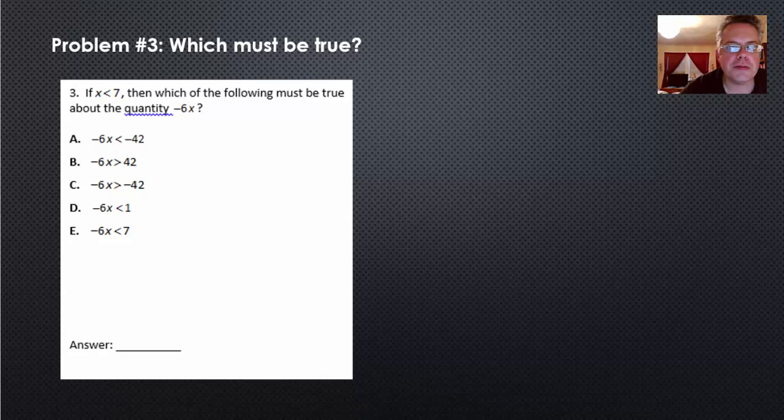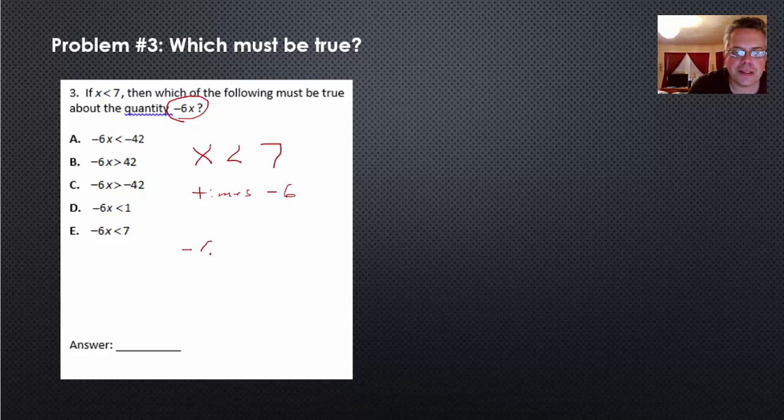All right, next. This is kind of a strange question. Number 3 here. It says, which of the following must be true? So if x is less than 7, which of the following must be true about negative 6x? Okay, so this problem is easy if you know what you're looking for. So we're given x is less than 7, but the problem is talking about negative 6x. So how do I get something involving negative 6x when I just have x? The way to do it is multiply both sides by negative 6.